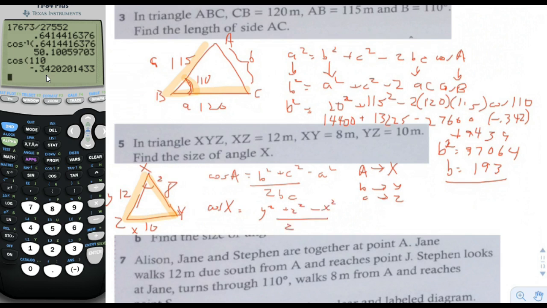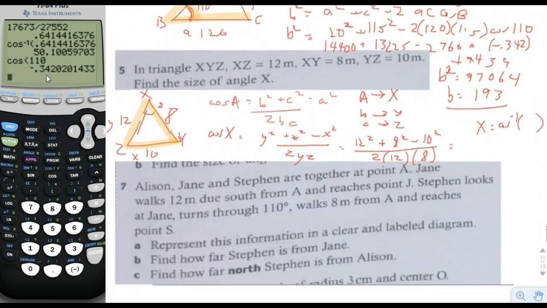Okay. So cosine x is going to be equal to y squared, which is 12 squared, plus z squared, with z being 8, minus x squared, with x being 10, all divided by 2 times 12 times 8. And you just do that algebra, and you're going to get a value for cosine x, and then you're going to take the inverse cosine of that number to get the angle x. Okay? I won't work through that all the way to the end.